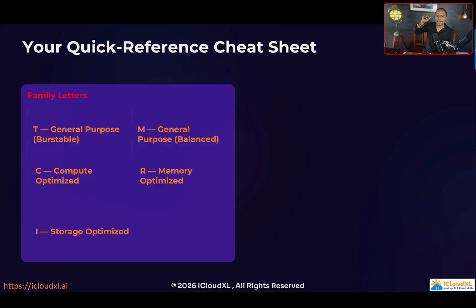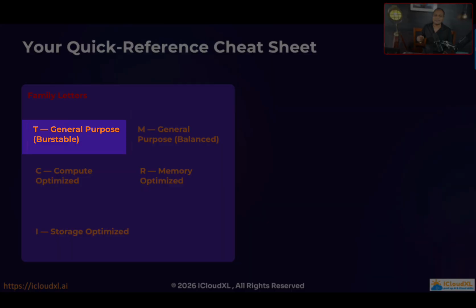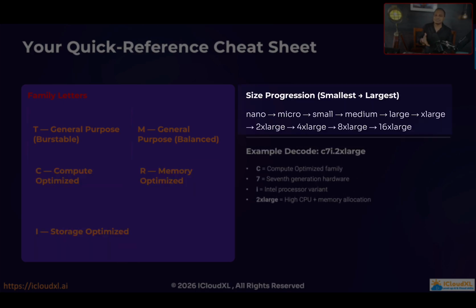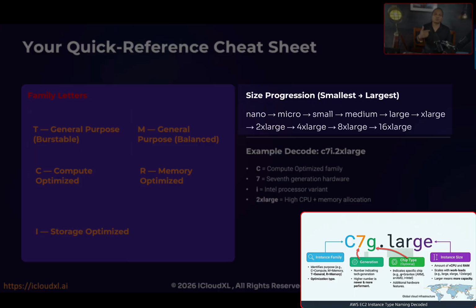Like if you go for the M family, you can go for a higher size like 5, 7 like that. So this is your cheat sheet. T is for general purpose burstable, M is for general purpose balanced, C is for compute optimized, R is for memory optimized, I is for storage optimized. And here you see the progression from nano to micro to small, medium, large, X large, 2X large, 4X large, 8X large, 16X large. That's the progression of the EC2 instance type.